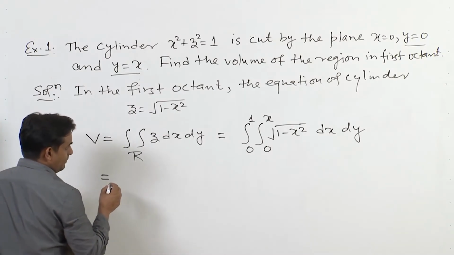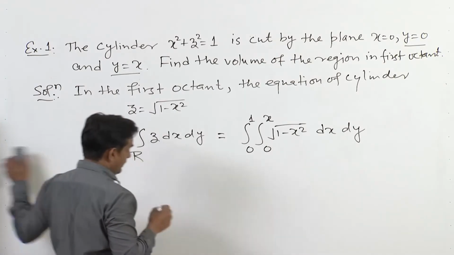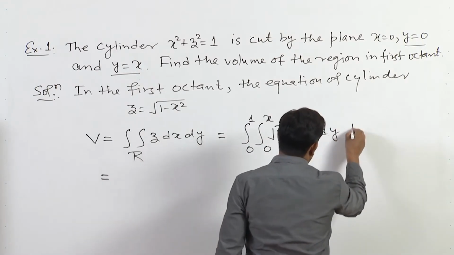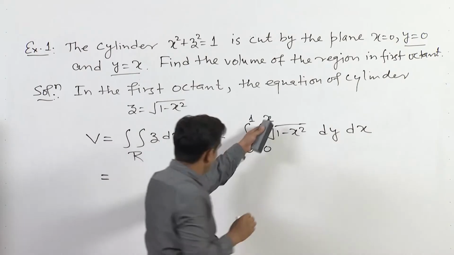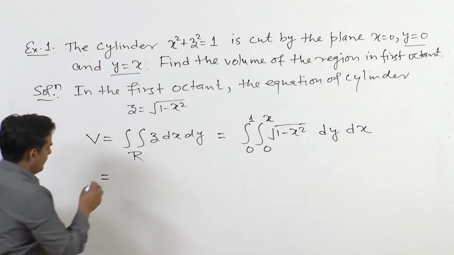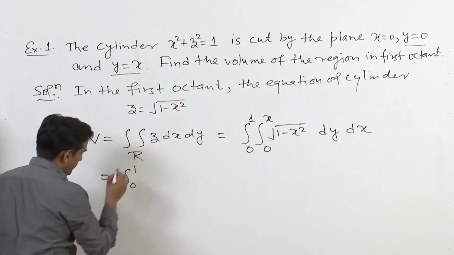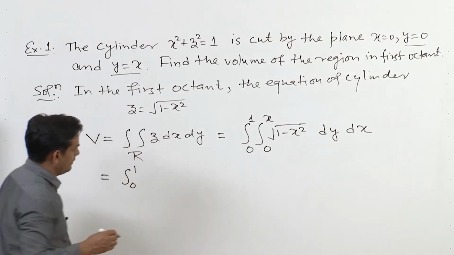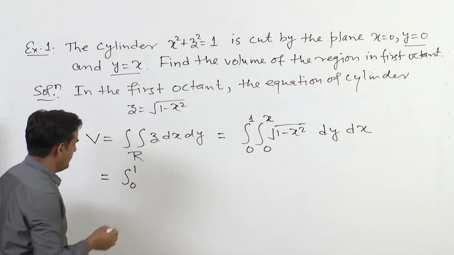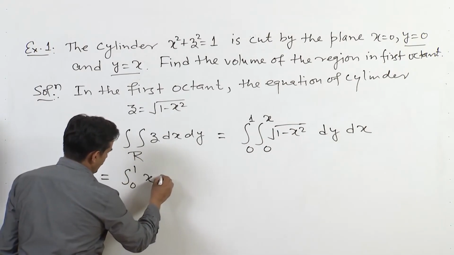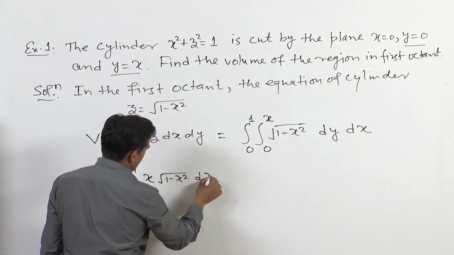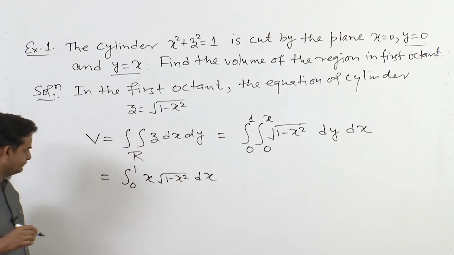So, this will become, so the only thing I made is dy dx, because these are the limits for x. So, it will become 0 to 1, and then I will integrate this with respect to y. So, y will come, and it will become x square root 1 minus x square dx.